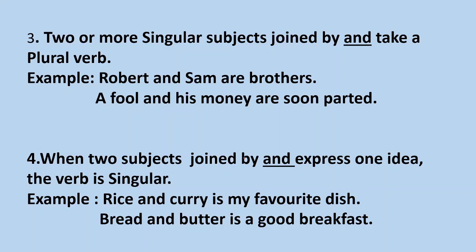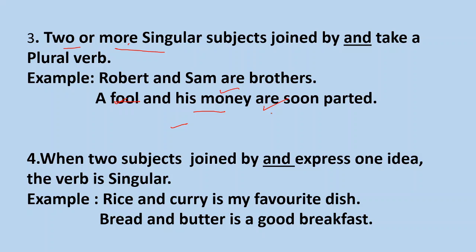Next, a fool and his money. Now two subjects: a fool is there, and his money. Two subjects are there. Therefore, the verb is "are", because there are two or more singular subjects. Fool is one subject and his money is another subject, and the verb is "are".